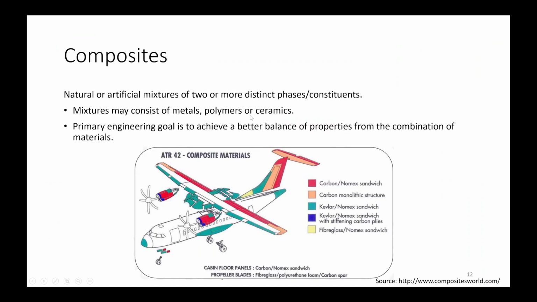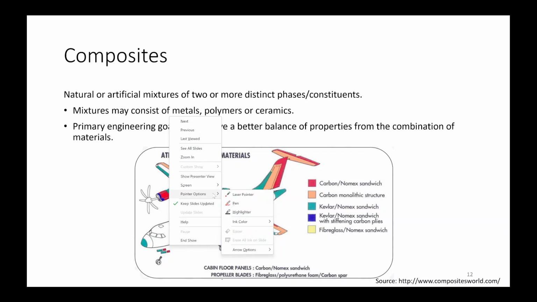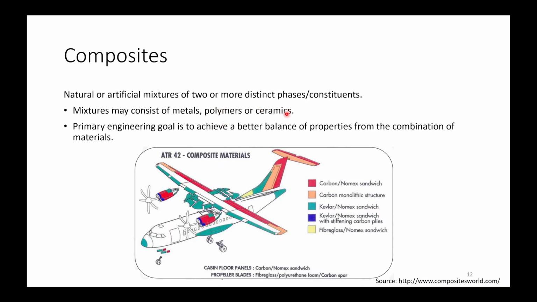Now I'll be going through some lecture slides, and firstly we'll be reading about composites. Okay, so composites, natural or artificial mixtures of two or more distinct phases or constituents, are known as composites. The mixtures may consist of metals, polymers or ceramics. And the primary engineering goal is to achieve a better balance of properties from the combination of materials.